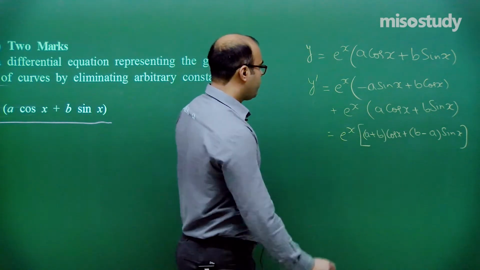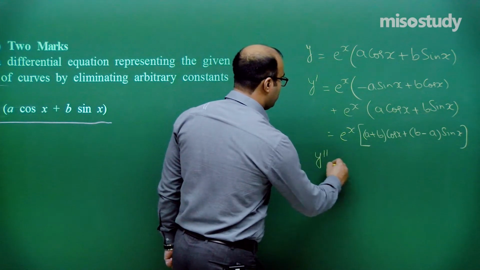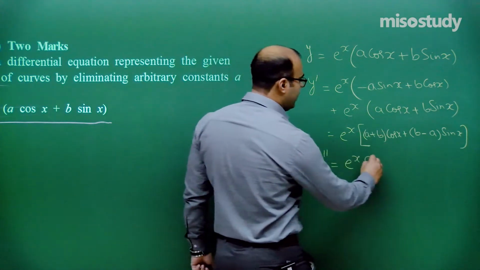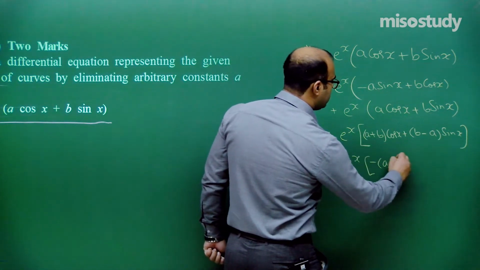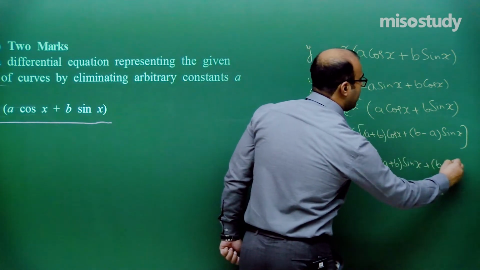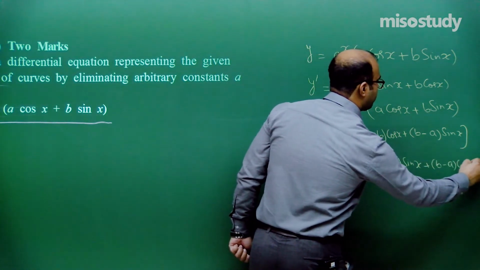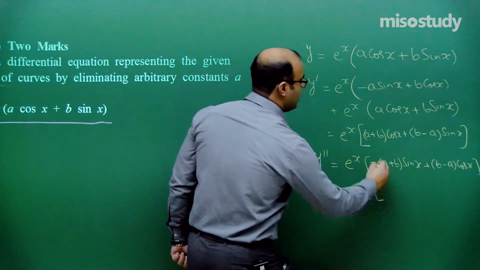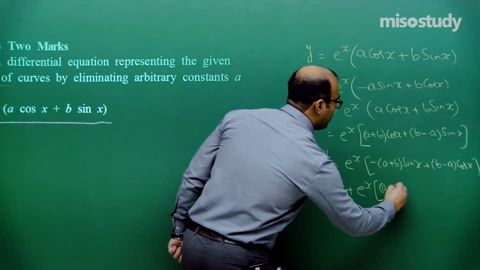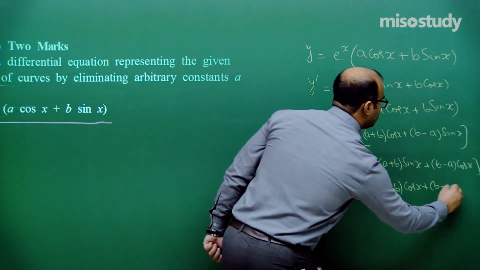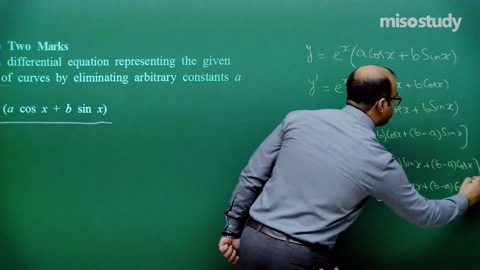This is y dash. We will differentiate it again. So this is the first function, and derivative of this will become minus a plus b sin x, and derivative of this will become b minus a cos x. Then we will add, derivative of this is e to the power x, and keep this term as it is. Again we are applying the product rule of differentiation. B minus a sin x will be this term.